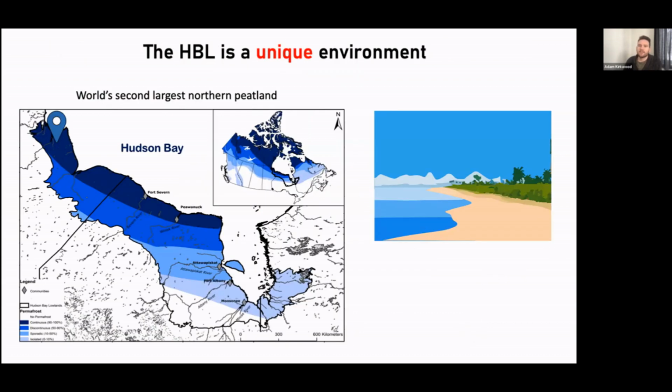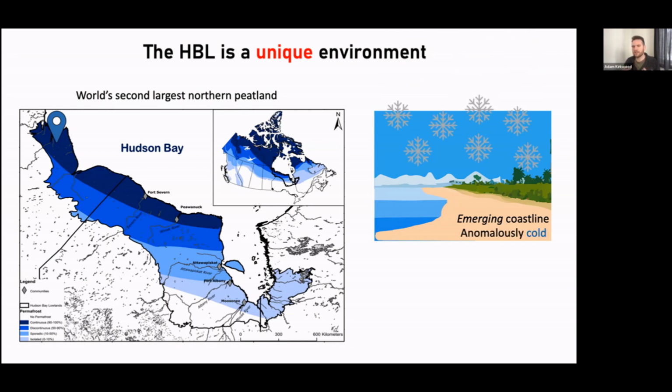The Hudson Bay Lowlands is also a very unique environment, which is why myself and others are very interested in it. I said it's the largest peatland in North America, and it's also the second largest northern peatland in the whole world. This area has an emerging coastline. It has very rapid isostatic rebound, at a rate of about 1 centimeter per year, which is among the fastest globally. And it's also an anomalously cold area.